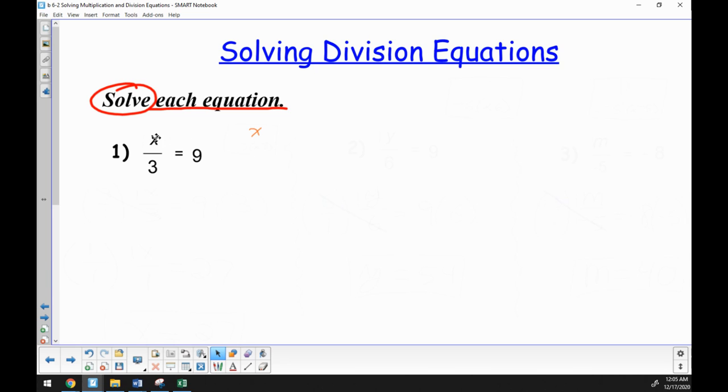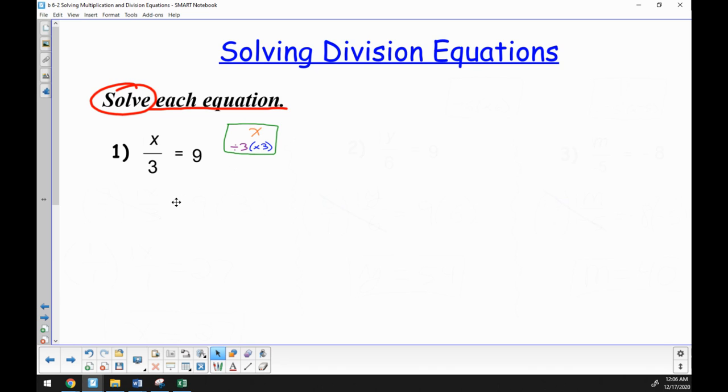Now the variable is being written as a fraction over 3. And fractions are another way, especially in algebra, of showing division. So this is read as x divided by 3. So x is being divided by 3. And the inverse or opposite of dividing by 3 is multiplying by 3. So I box it in, and this is how we're going to go about solving this equation.